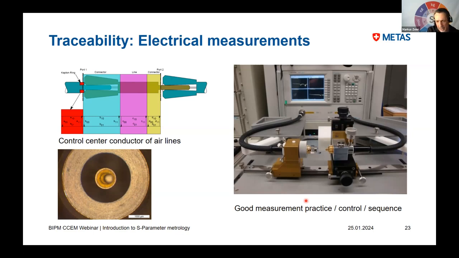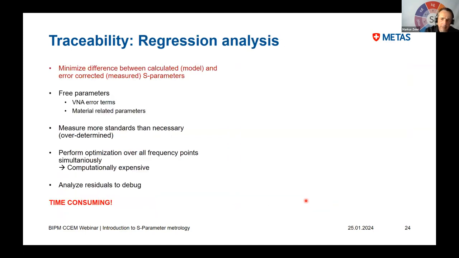So measurement practice is really important in this business, and this is also very much experience based. Then finally, to get your error corrected S parameters, you perform a regression analysis, and you minimize the difference between the calculated S parameters, the ones which were derived from the mechanical model, and the error corrected ones, the ones which are derived from the electrically measured S parameters.